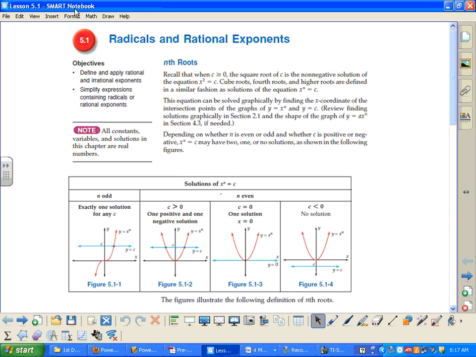I want to recall that when c is greater than or equal to 0, the square root of c is a non-negative solution. So when we're talking about radicals, we're looking at a situation like x squared equals c. Reminder, you're going to get plus or minus with those answers. Cube roots, fourth roots, and higher roots are defined in a similar fashion.